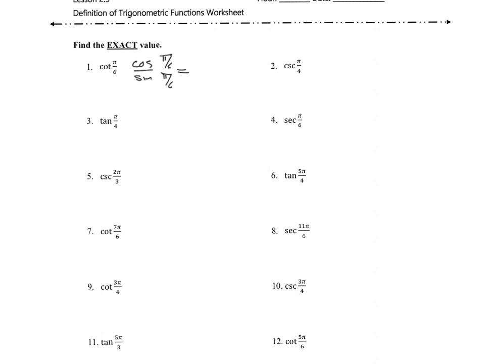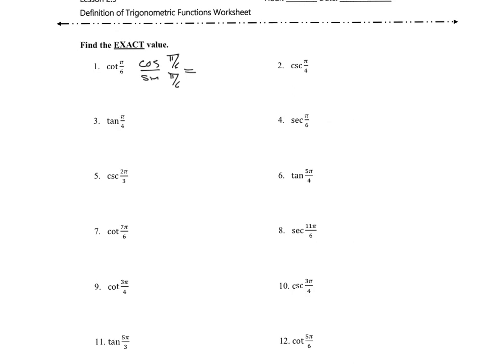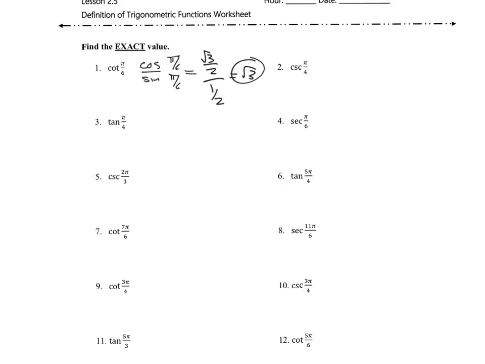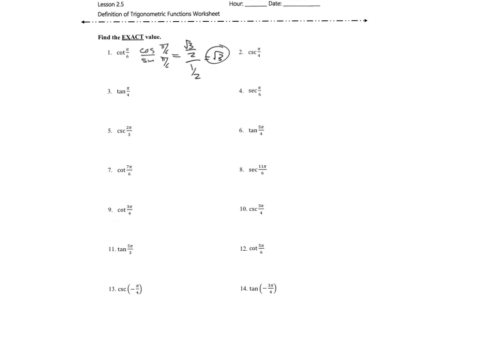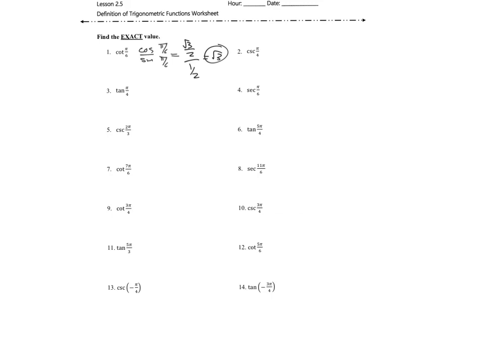So have your unit circle handy, or if you can build it, that would be awesome. So cosine of pi over 6, which would be square root of 3 over 2 over 1/2. So that's just going to be square root of 3. That's all you're doing for these, okay? Exact value, meaning no decimals.